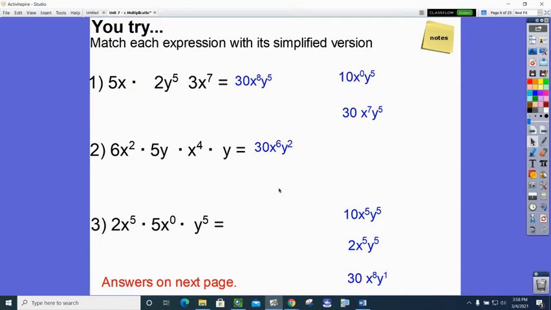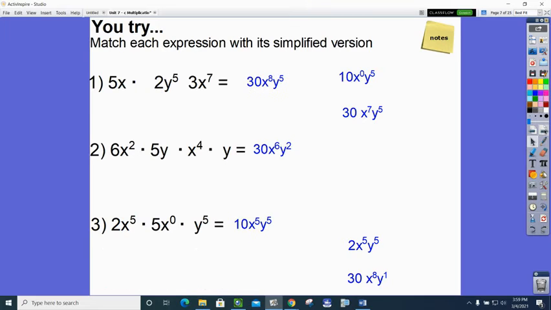If you haven't done number 3, let's check that one. 2 times 5 is 10, times 1 is 10. X to the 5th, x to the 0, if we add them, we will get x to the 5th. And the y didn't have anybody to join up with. And there are the 3 answers, and that's what we should have had.